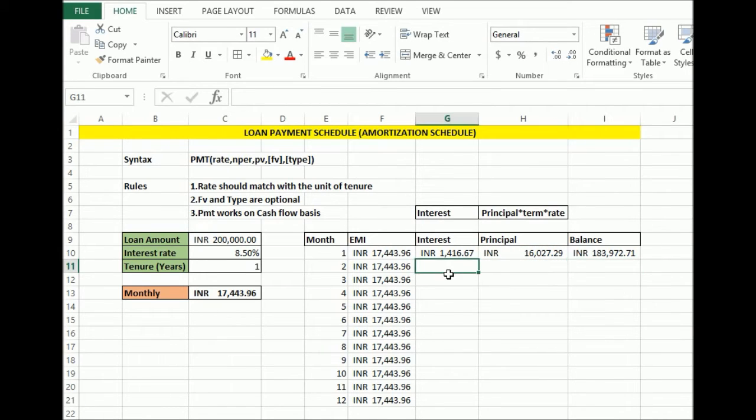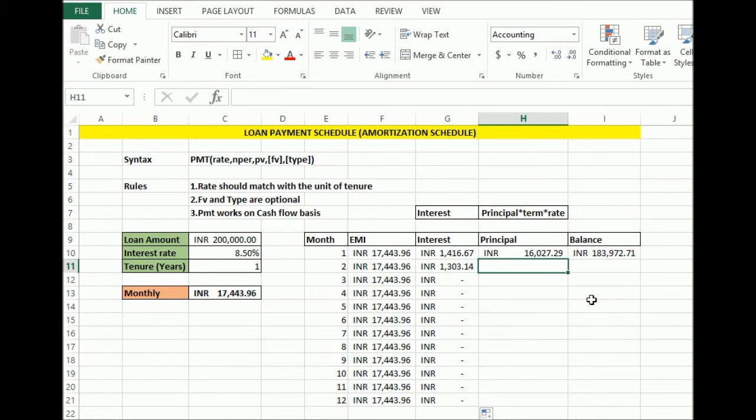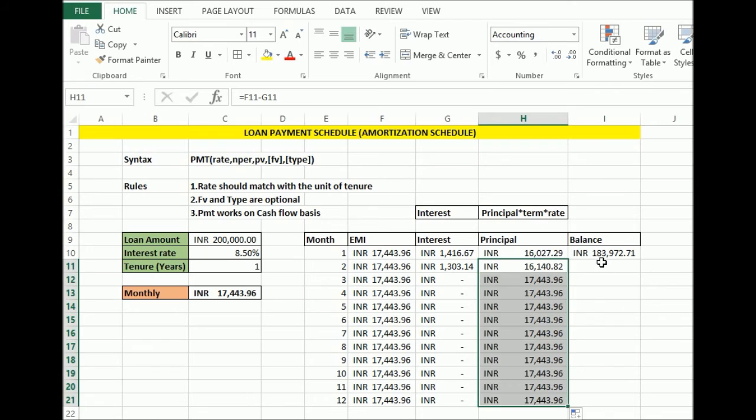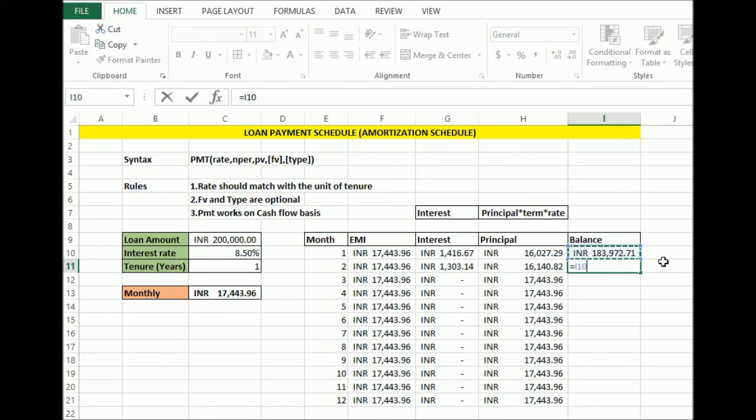For the second month, the principal will be the present balance. Term is 1 again. Rate is the same 8.5%. We lock it and divide this by 12 for the monthly payment. And for principal, it is the same formula, EMI minus interest. Balance is the present balance minus the principal.